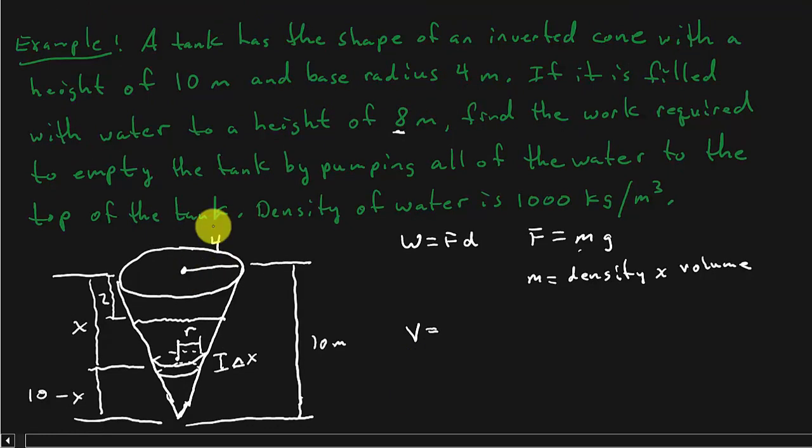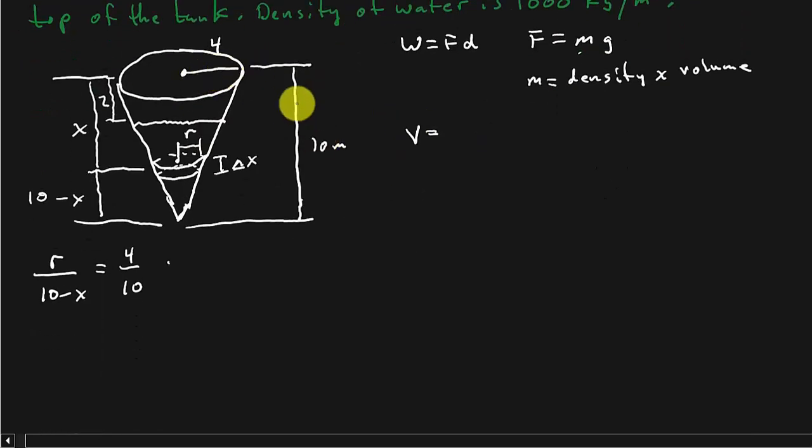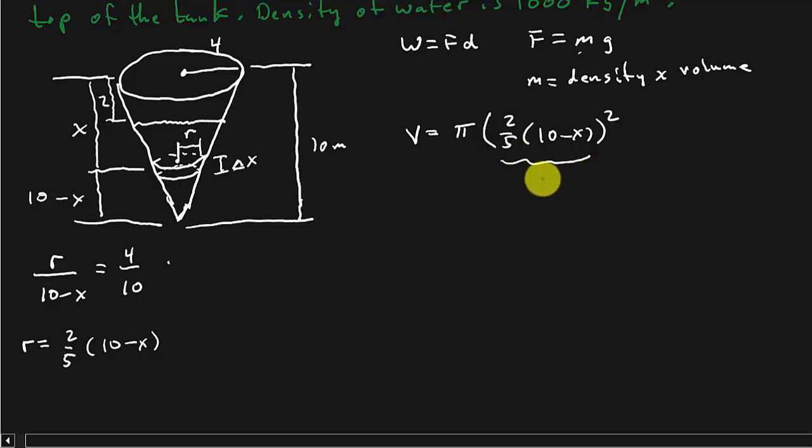And base radius 4. So that's 4 over the entire height, which is 10. And so I get r is equal to 2/5 times 10 minus x. So that's the radius. And so the volume is pi r squared. So that's 2/5 times 10 minus x, squared. This is your radius. Remember this right here, that's r.